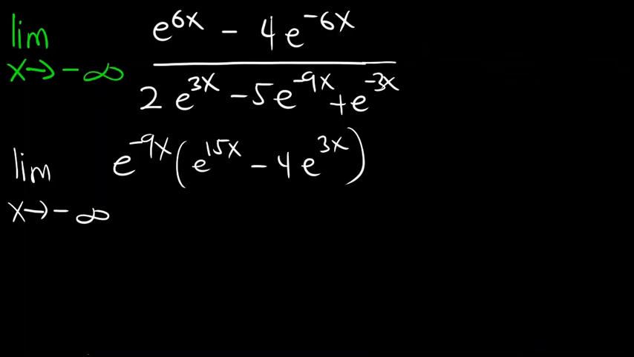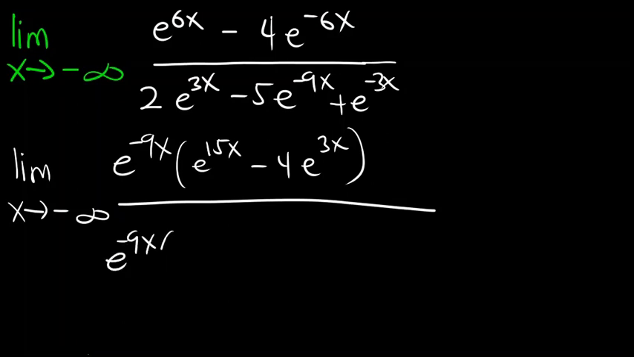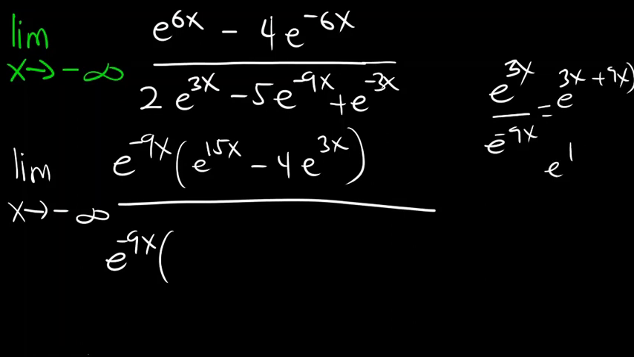Okay, so for the denominator also, we are going to factor out e to the power minus 9x. So let's look at that also. We are going to have e to the power minus 9x out, and then bracket open. Let's look at what you're going to have for the first term. You have e to the power 3x divided by e to the power minus 9x. So this will be equal to e to the power 3x plus 9x. That will be e to the power 12x.